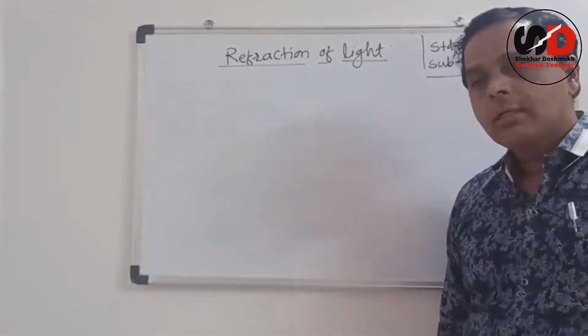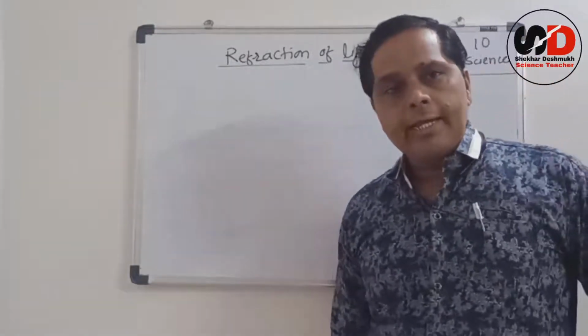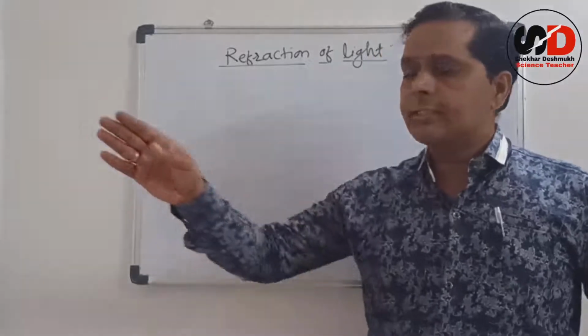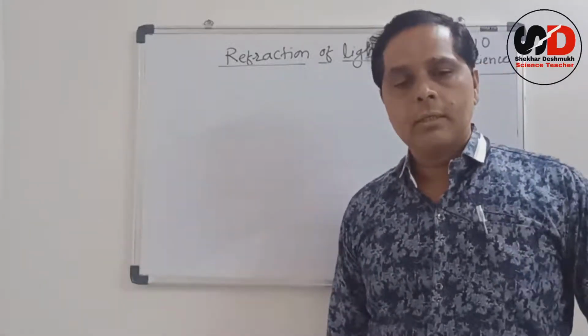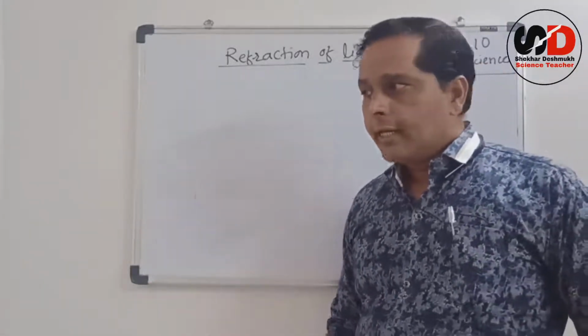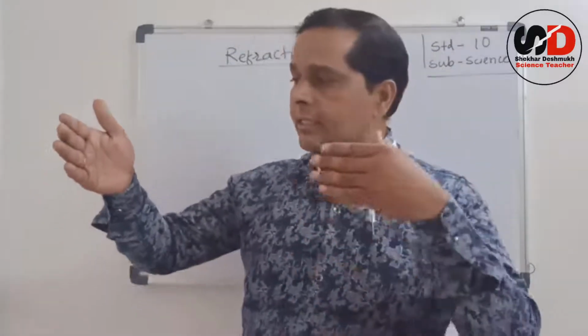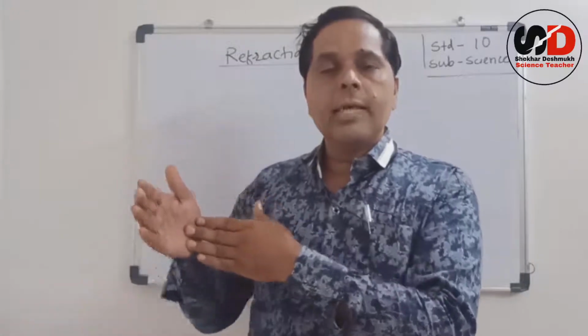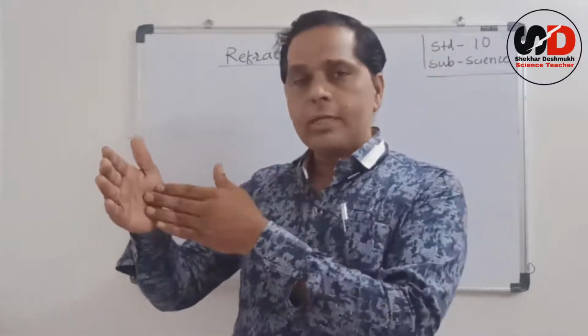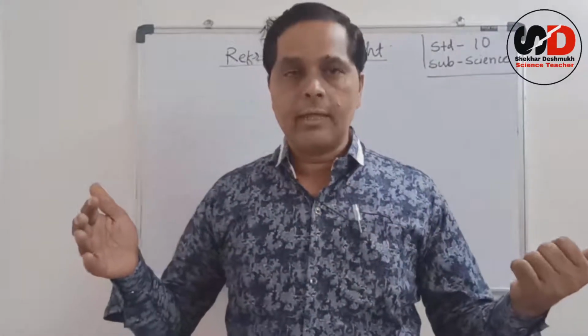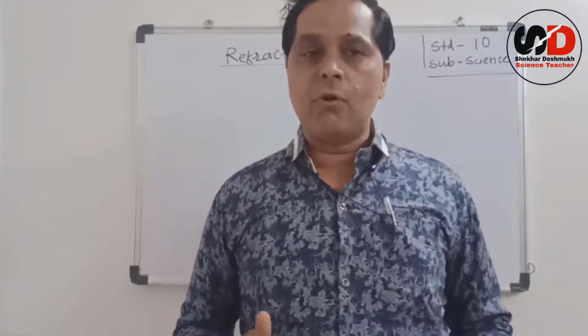Students, normally the light travels in a straight line. We know that. But whenever any opaque substance comes in the line, then it falls on it and gets reflected. And due to that, the shadows can be formed.